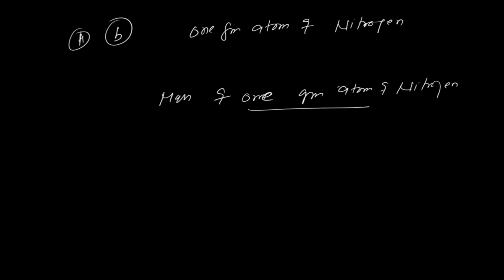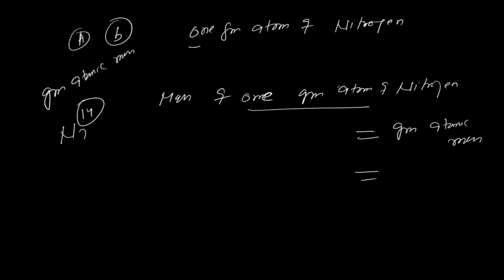Now what do you study? Gram atomic mass. They are asking the gram atomic mass. So they have used 1 gram, so that's a gram atomic mass, and gram atomic mass of nitrogen is 14, so this is 14 gram. So the answer of the second question is 14 gram. Now we will move towards the third part.